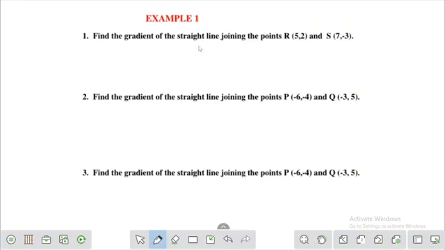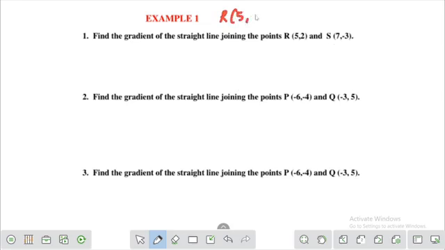Find the gradient of the straight line joining the points R and S. The first thing, take note of the points that we have. We have 2 points here, R and S. Since we have point R, we write R.